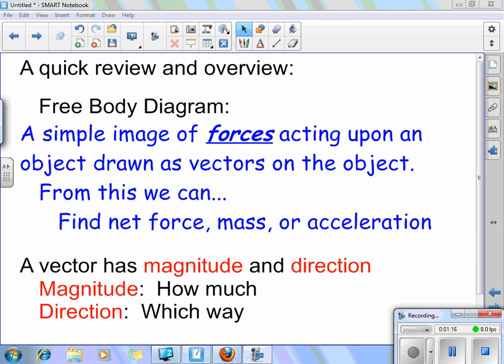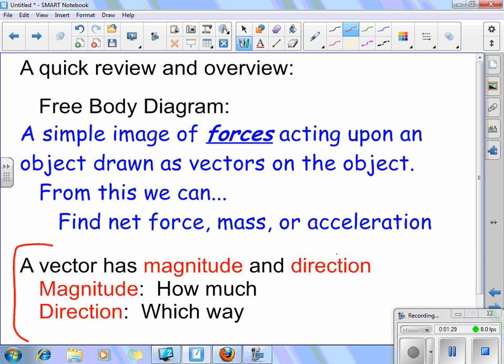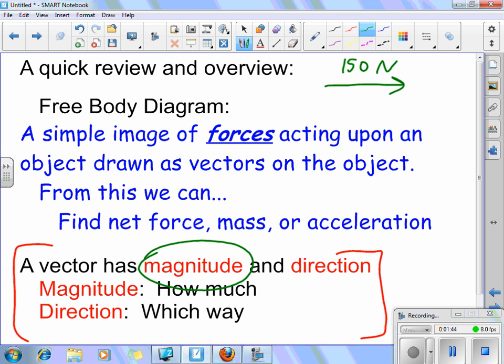Free body diagrams are supposed to be a simple image of forces acting upon an object, and they're drawn as vectors on the object. And vectors are something that have a magnitude and a direction. A vector has a magnitude and a direction. Just to really review that term, as I know some people have heard that and they go, wait a minute, what's a magnitude? Magnitude just means how much. So if I said, here's a force arrow, and it is 150 newtons to the right, then the magnitude would be 150 newtons, and the direction in this case would just be to the right. So just to review that idea, it will become important as we go through this.